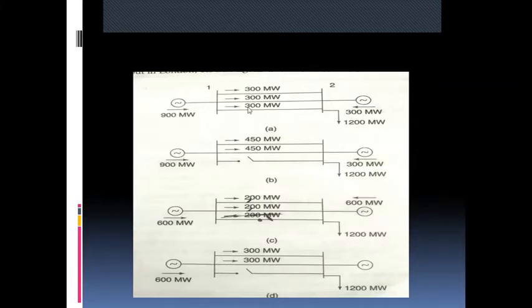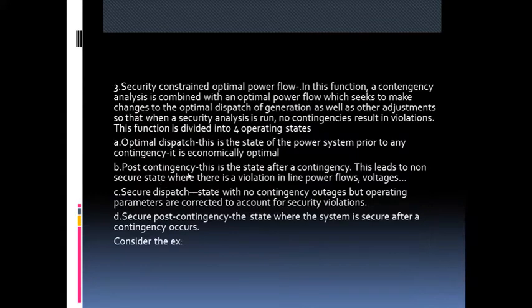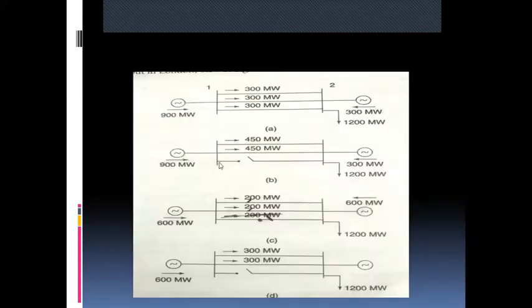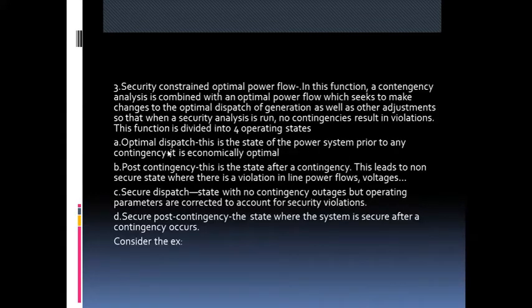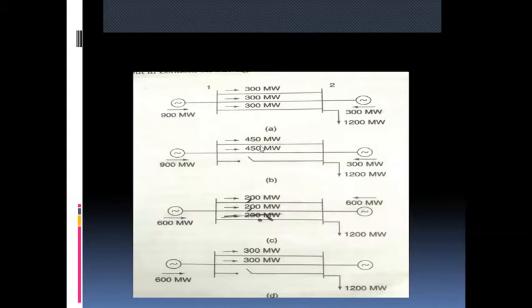Now the capacity of the power flow in each transmission line is 300 megawatts. We have 3 lines here. Out of 900, each is sharing 300. So in total 900 plus 300, 1200 megawatts is supplied to the load. This first diagram is with respect to the first state, that is optimal dispatch, the state of the power system prior to any contingency. You see that there is no outage of any line or generator prior to contingency.